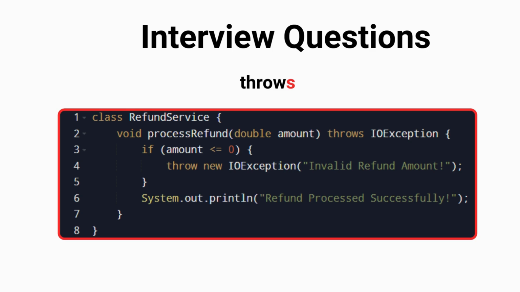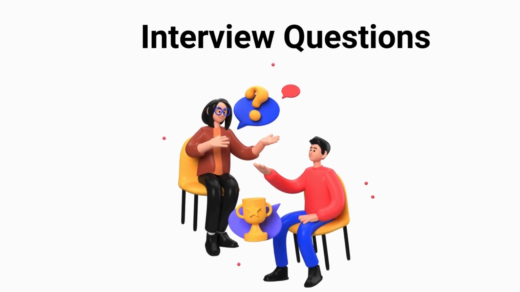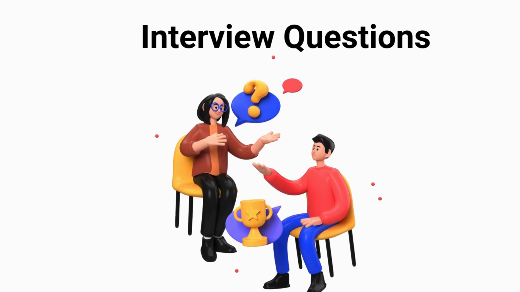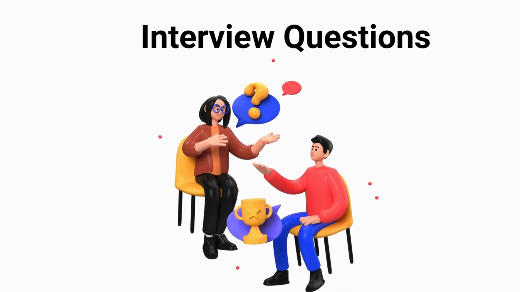So simply remember it. Throw is used to throw an exception. Throws declares the exception that a method might throw. That's it. And this is how you can confidently answer these important Java interview questions with real-world examples. Now practice these answers, relate them to your own projects, and ace your Java interview.